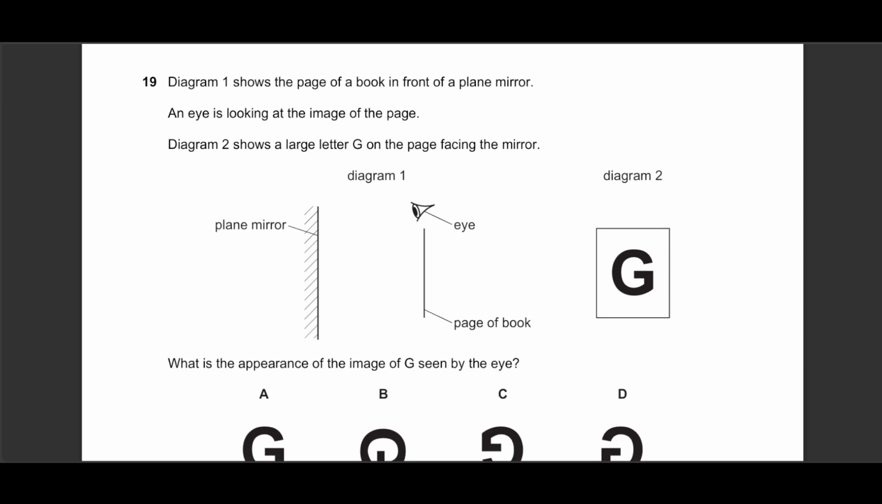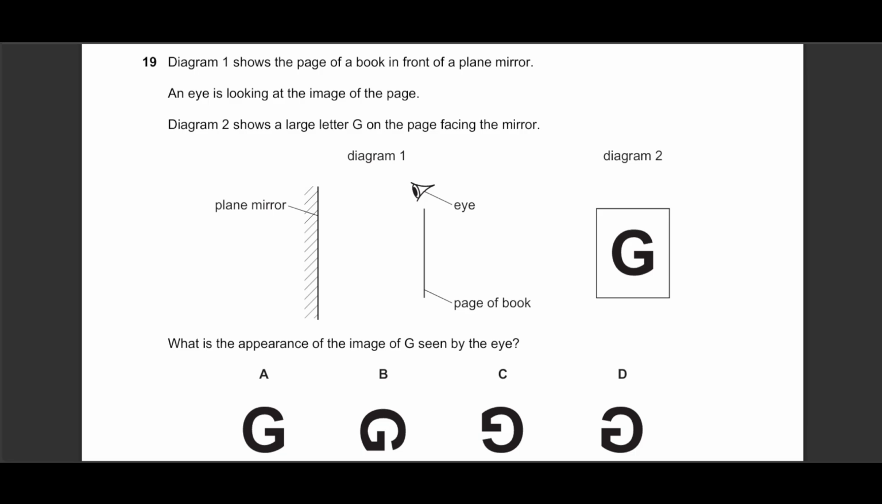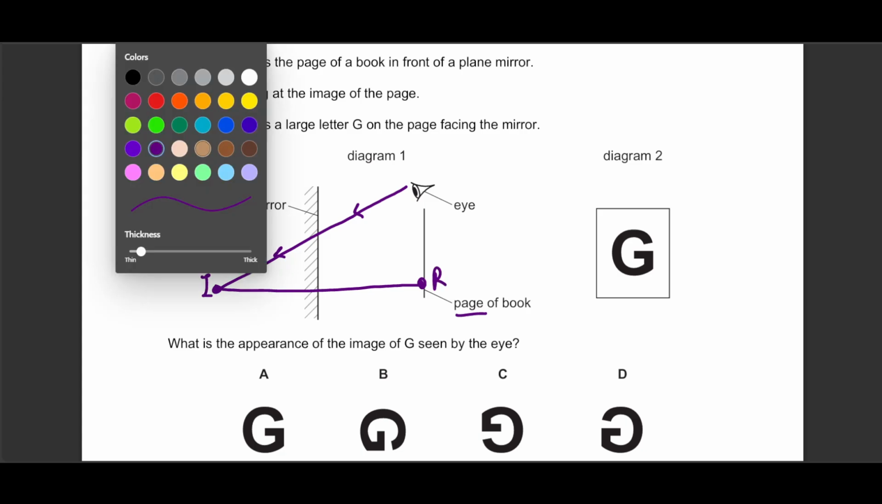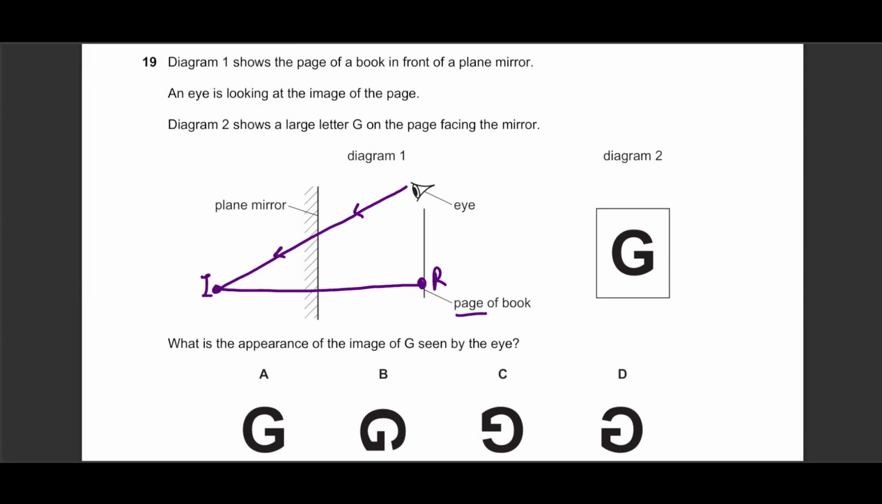Question number 19. Again, can't really help you with this question much. This is a generally real-life question. He says, this is the page of the book, and the person is trying to look at this from the mirror. So whatever would be written over here would be produced over here, and the person would be looking at this image inside the plane mirror while the real image, or the object, is on the outside. But of course, I have not drawn this accurately. If I were to draw this accurately, there would be an image at this point with exactly the same distance from this point to this point.